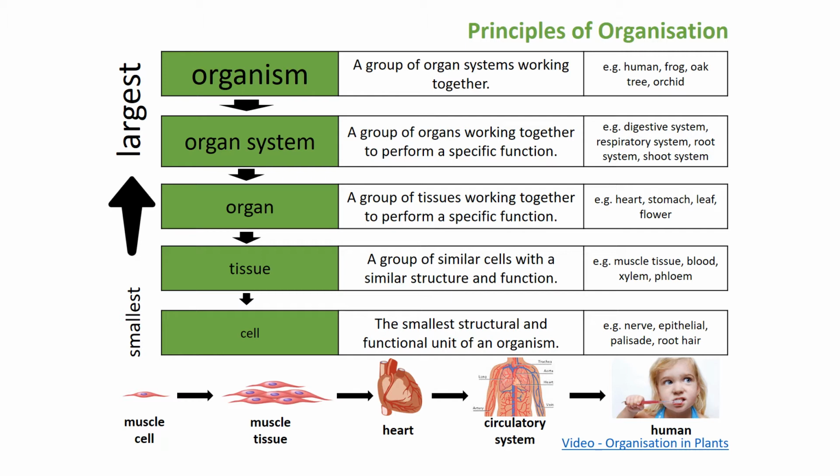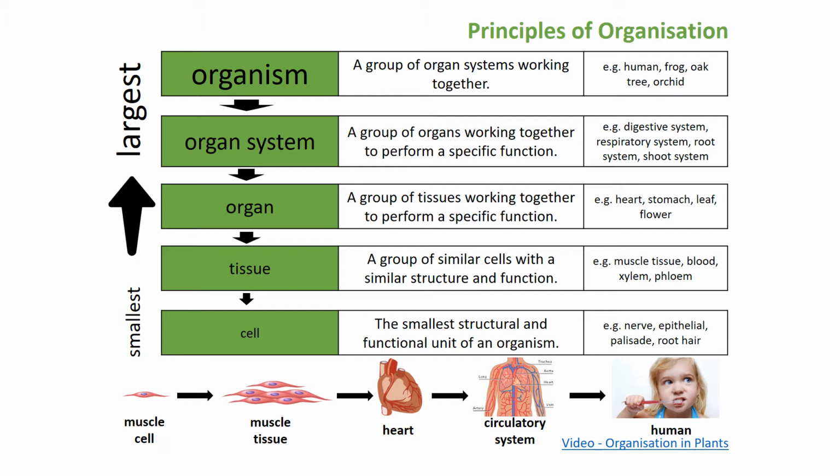Now, in the organism, you will find organ systems. And organ systems are just groups of organs that work together to perform a specific function. So examples in animals and plants, we've got the digestive system. In your digestive system, we've covered that in a previous topic and it does come up later.